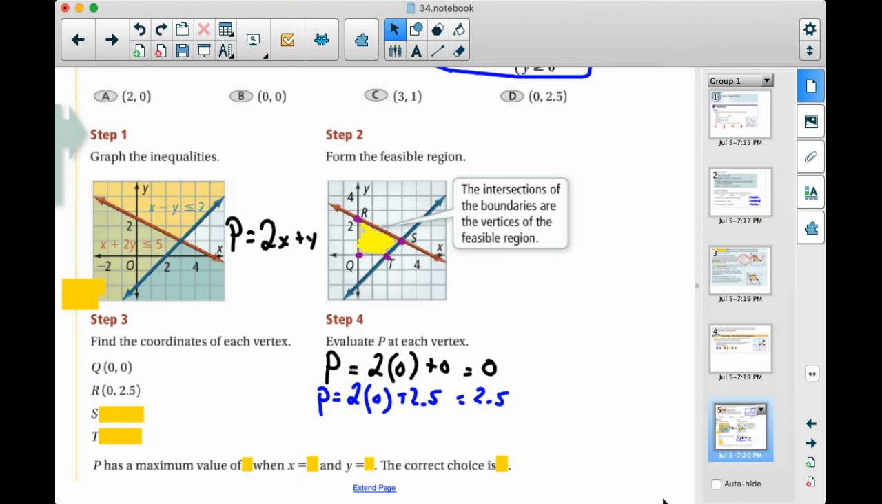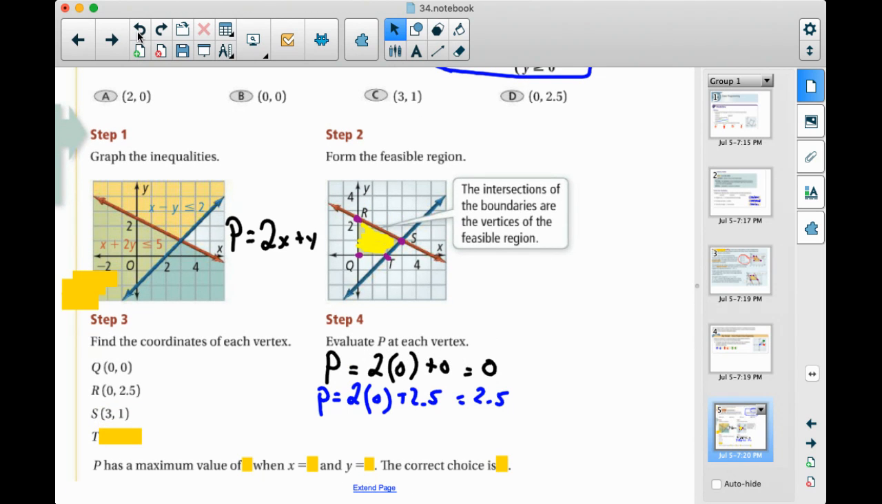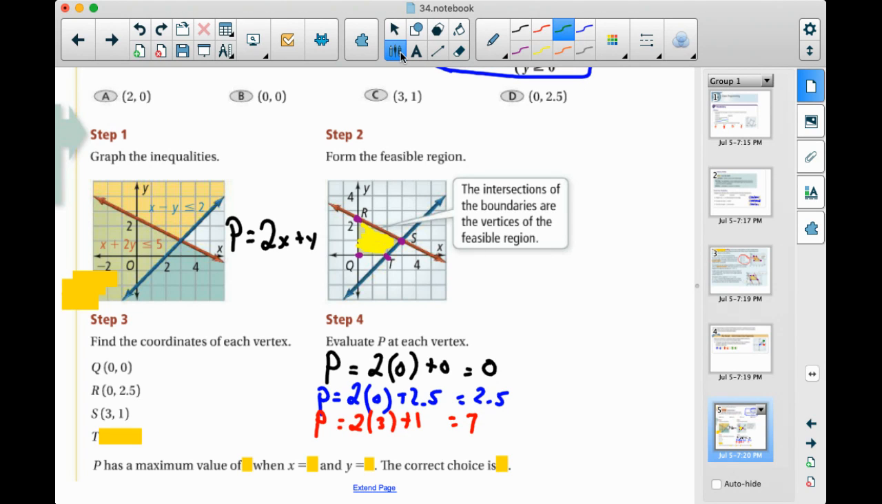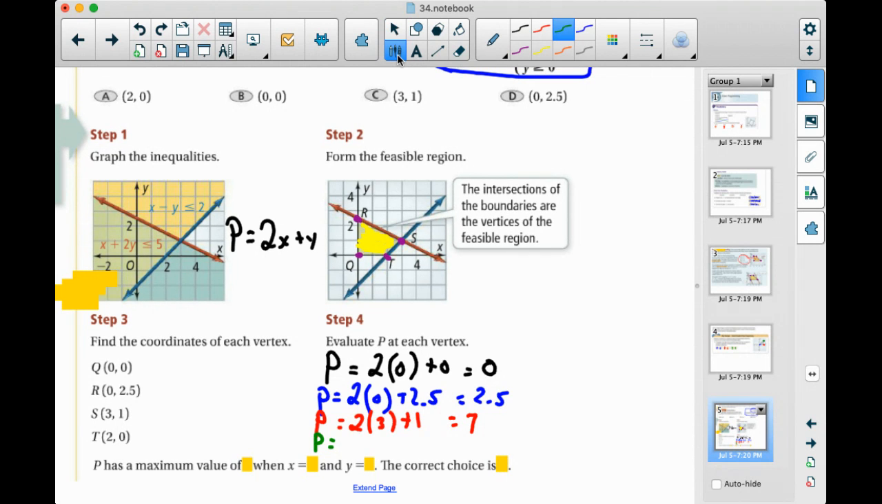Next, let's do S. S is 3, 1. So P will be equal to 2 times 3 plus 1. That's 6 plus 1, which is 7. And we have one more. Let's do T, 2, 0. It's going to be 2 times 2 plus 0, which is 4.